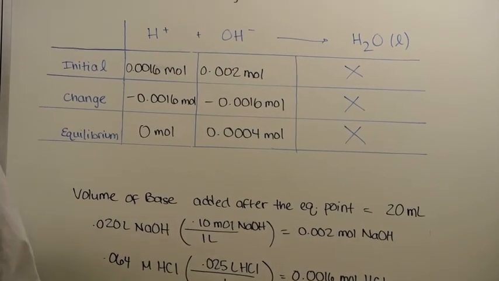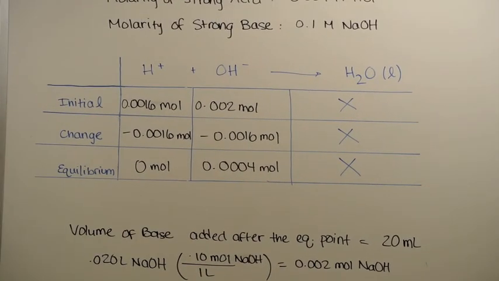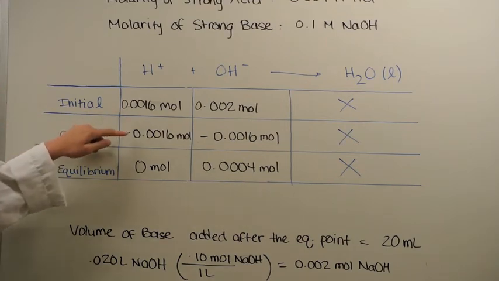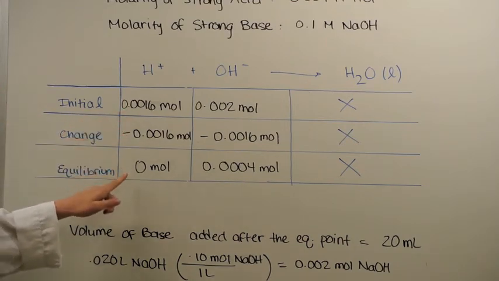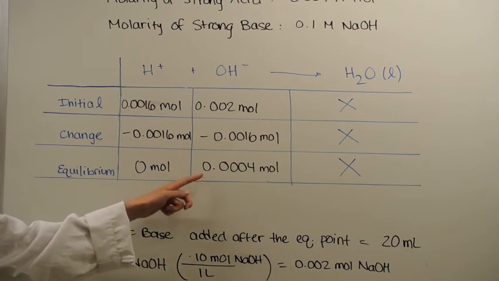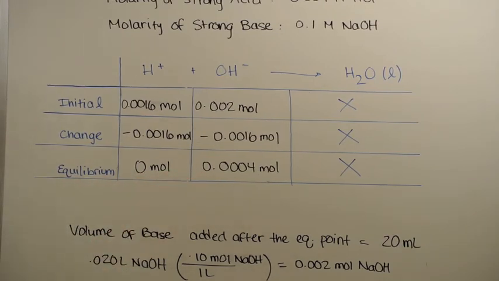Now, we need to use an ICE problem to calculate the equilibrium concentration of each solution. So, from each one, we subtract the smaller number of moles, so that we have 0 moles of H+. This leaves us with 0.0004 moles of OH-, and that is what we'll use to calculate the pH.